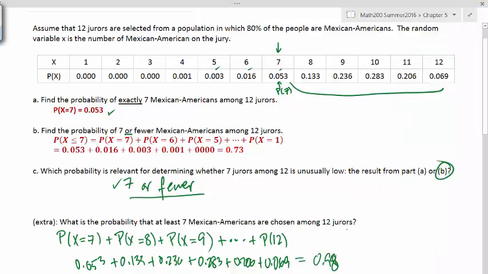So it looks like according to this we have a 98% chance that in this random population we would get 7 or more Mexican Americans, at least 7 Mexican Americans, on our jury. Alright, so this gives us good practice with random variables and probability distributions, at least of the discrete kind, and hopefully this will help.